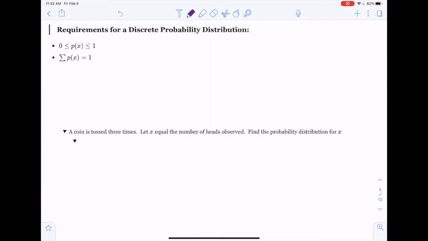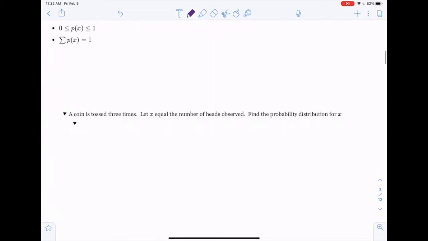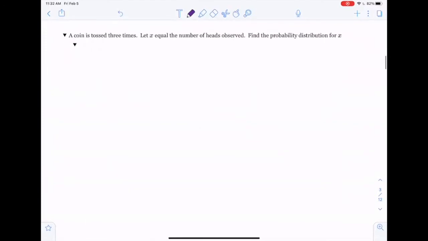So let's look at an example of building a probability distribution. A coin is tossed in the air 3 times, and we're going to let x equal the number of heads observed, and we're going to find the probability distribution for x. We're going to build this from the ground up. First, what are the different possible values of x? If I'm going to flip a coin 3 times, I could have 0 heads, I could have 1 head, I could have 2 heads or 3 heads, right? Those are all of the possible outcomes.